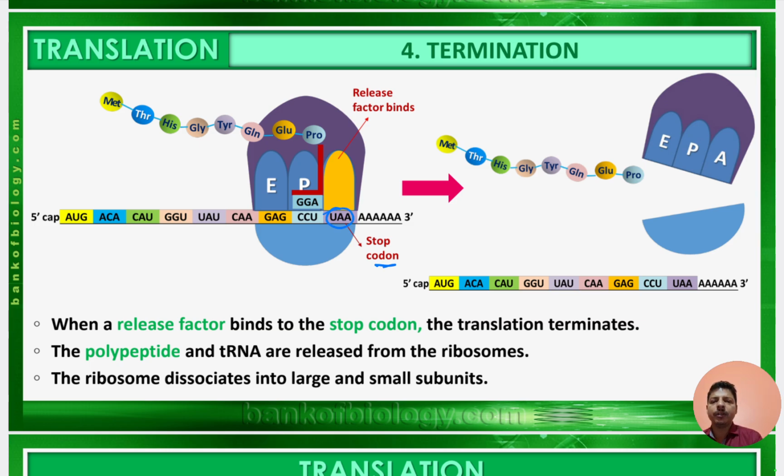UAA is a stop codon. The releasing factor binds like this. Translation terminates. The polypeptide and tRNA are released from the ribosome. The ribosome dissociates into large and small subunits. It dissociates like this, as you can see, and the polypeptide chain is released.